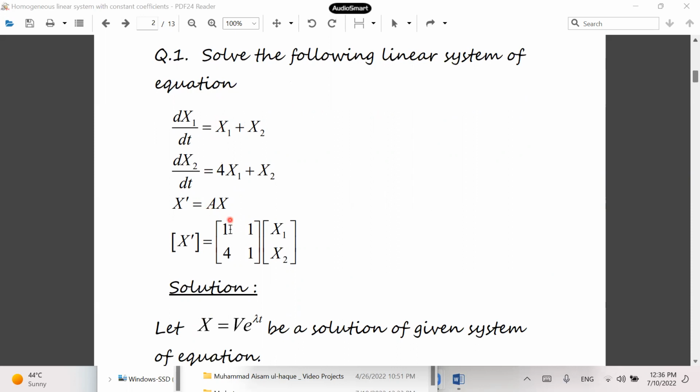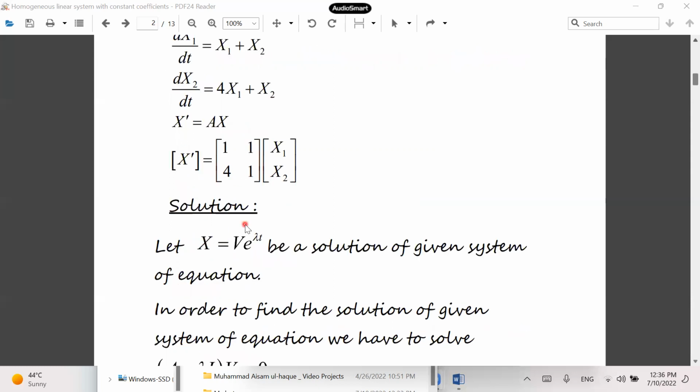So here the coefficient is 1. We write A: the first element of A will be 1, the second element will also be 1. The second row's first element is 4, and the coefficient of this is 1. So we write here 1, and the vector x1 and x2.